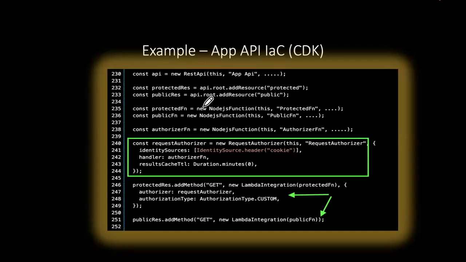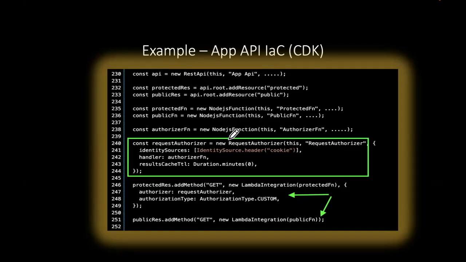I've collapsed it, but let's suppose this is the lambda of the protected endpoint. This is the lambda of the public endpoint. And this third lambda is the lambda that's going to play the role of my authorizer. But for now, so far in this code, it's just an ordinary lambda. Here's where we make the lambda play the role of the authorizer.